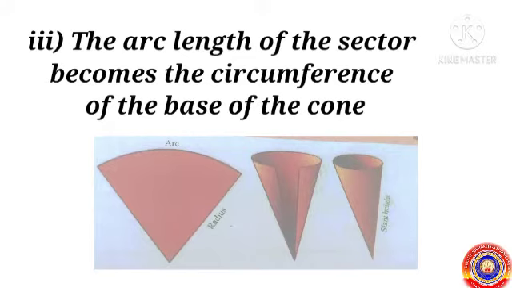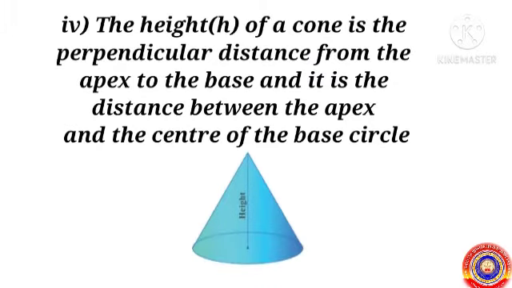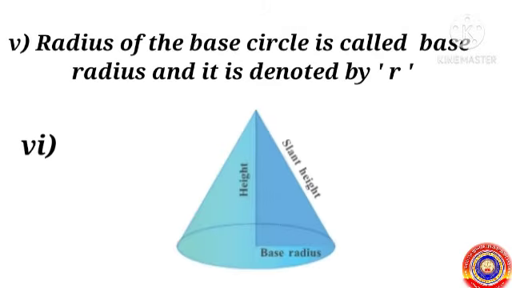Next, fourth point, the height h of a cone is the perpendicular distance from the apex to the base, and it is the distance between the apex and the center of the base circle. Next, fifth point, the radius of the base circle is called the base radius, and it is denoted by small letter r.